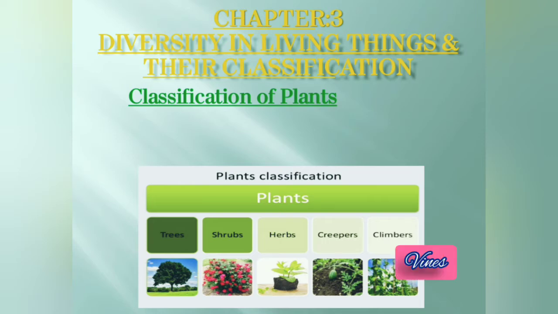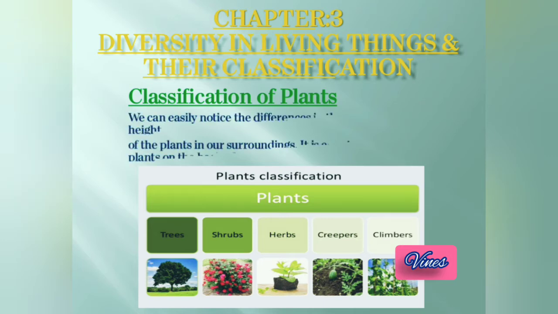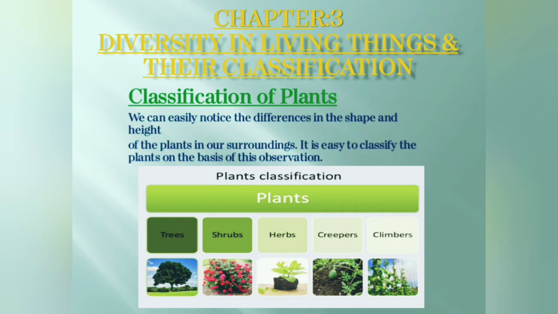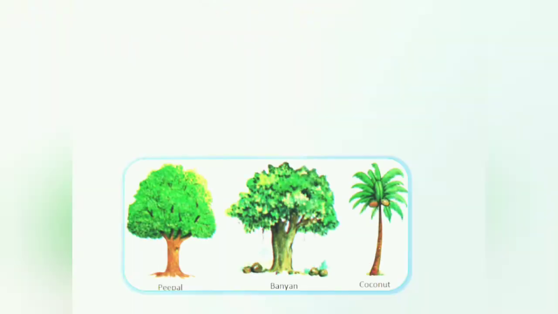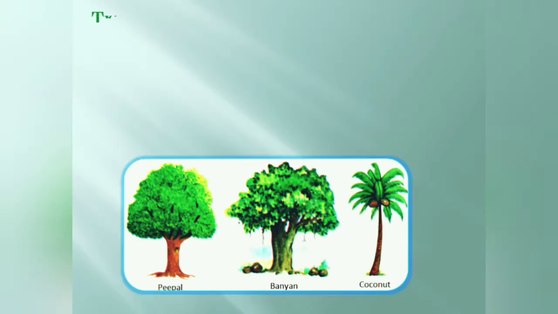These are the 4 types of plants, and we can easily notice the differences in the shape and height of the plants in our surroundings. It is easy to classify the plants on the basis of their observation. Now, tree. What are the trees?